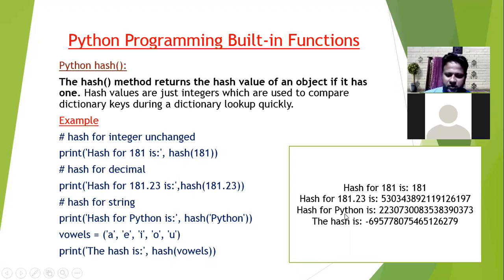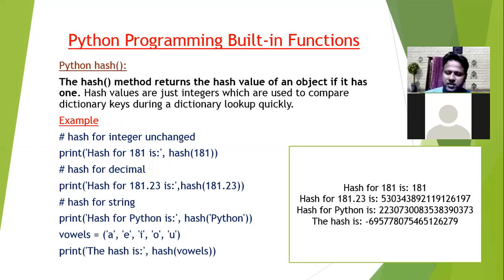And here for a decimal, the hash value is this one, 53034. And if you write only Python, then the hash value is this one. Then if you write AEIOU, the hash value is this one. Okay, so this is the basic structure by which the hash key is defined. Only in the case of numeric, the value is itself, and for other values, the hash key is different.